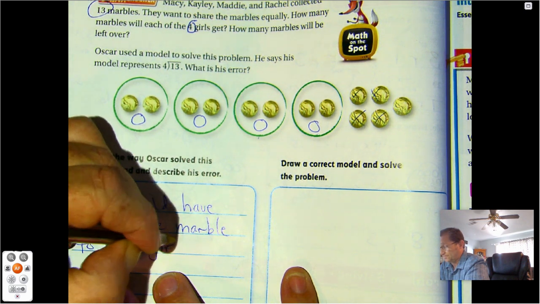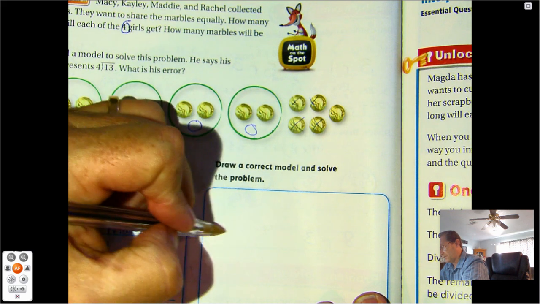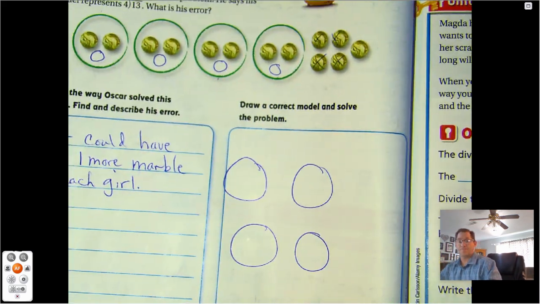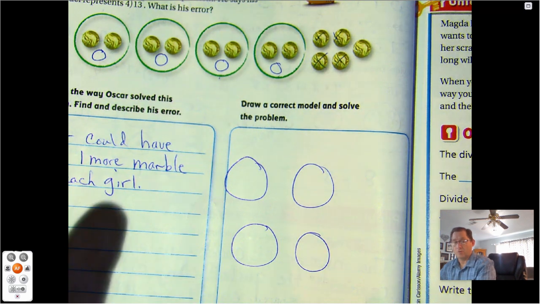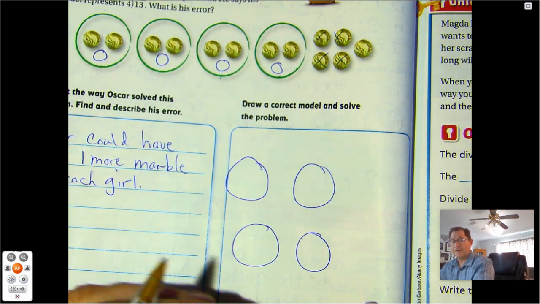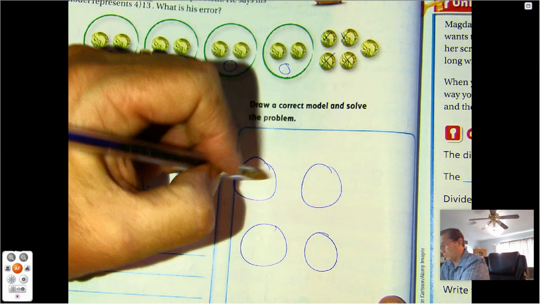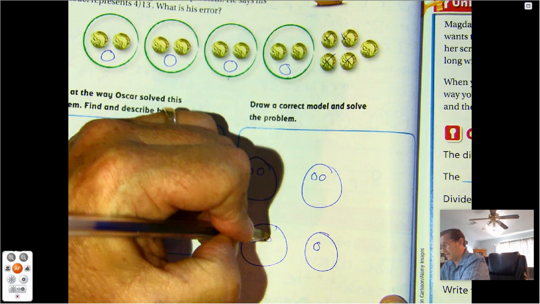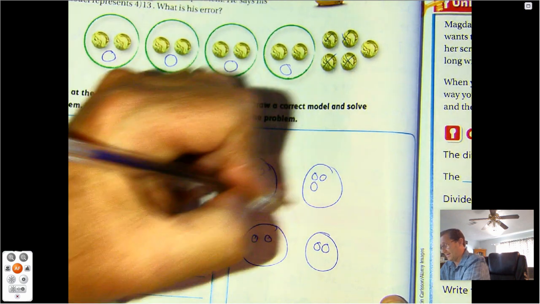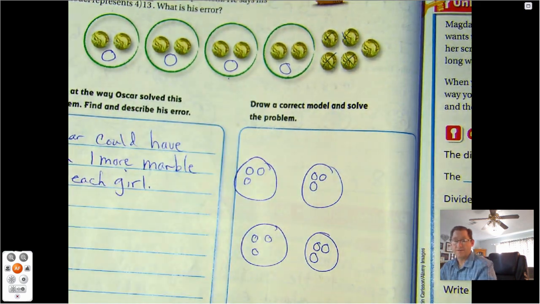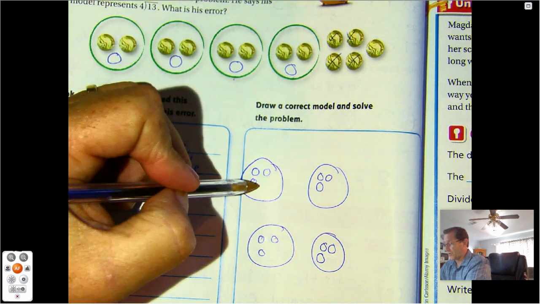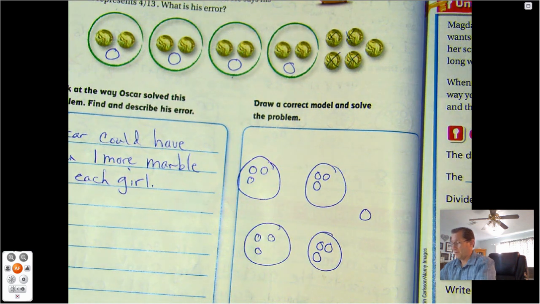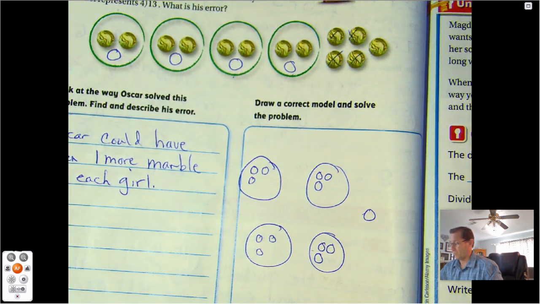Draw the correct model. So we have 4 circles. The 4 circles represent the girls. Okay, so we have 4 girls, and we need to share 13 marbles. 1, 2, 3, 4, 5, 6, 7, 8, 9, 10, 11, 12. And now I have 13. So I can't put one marble here, so there's going to be 1 marble left over. 3, 6, 9, 12, 13 marbles. So each of the girls will get 3 marbles, and there's going to be 1 left over.